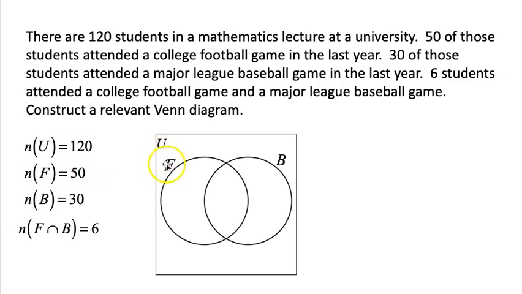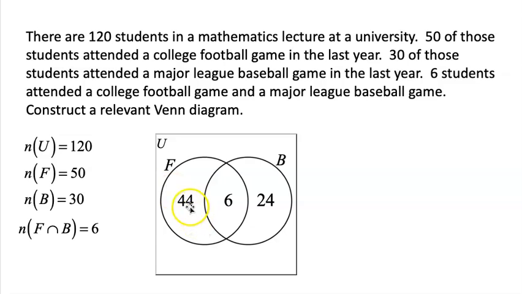So here's my universal set. We have the set F, which consists of these 2 regions. The set B consists of these 2 regions. We always start with the intersection. I'm going to start with F intersect B is 6, so 6 goes in the overlap. Football adds up to 50. If I have 6 here, how many more do I need here to get to 50? 6 plus 44 is 50. Baseball adds up to 30. If I have 6 here, how many more do I need to get to 30? 6 plus 24 is 30.